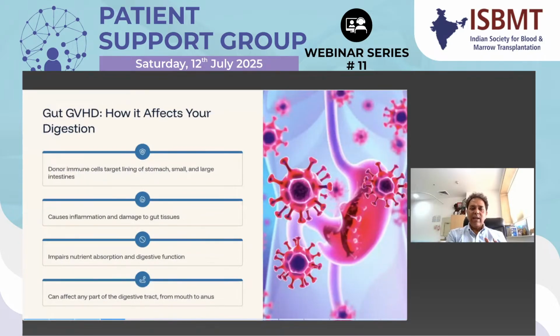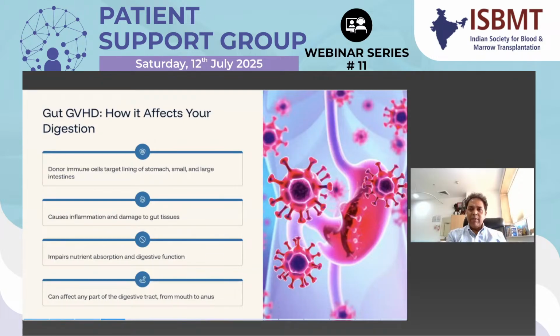So what exactly happens? These cells that are coming in, these donor cells, will go and target the lining of the stomach, the small intestine, and large intestine. There are some specific cells called T cells which go and do that. And what they do is cause damage to the lining of the entire tissues of the stomach. It can cause damage to the cells in the mouth, the throat, the stomach, and down to the intestine.